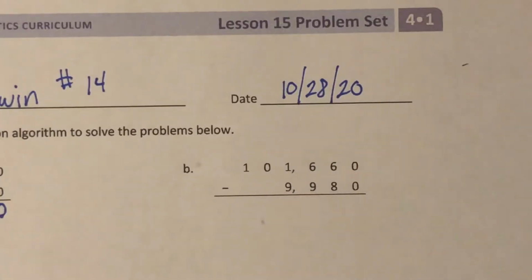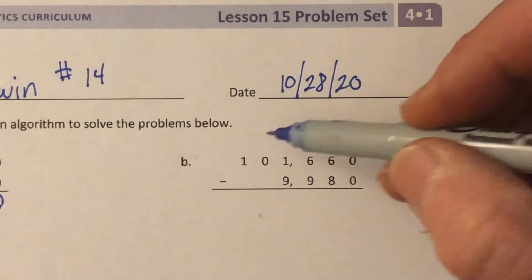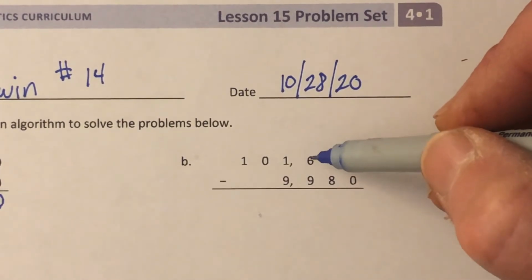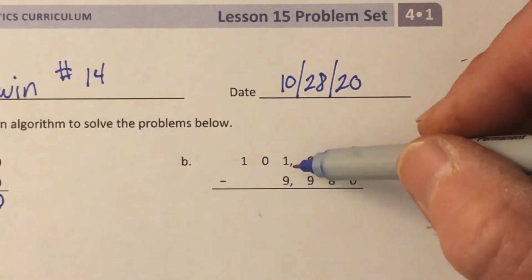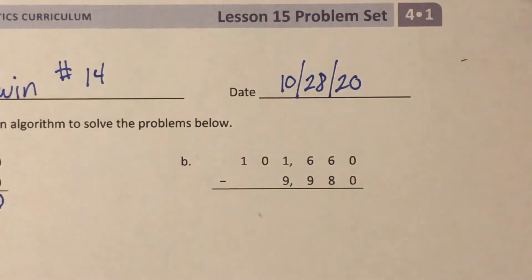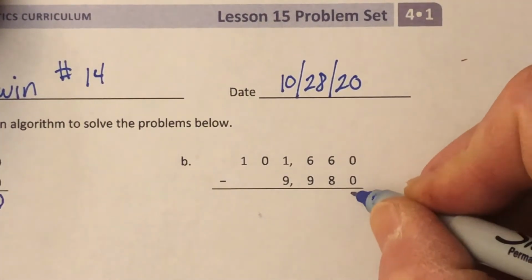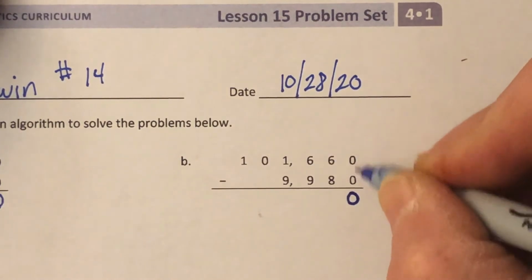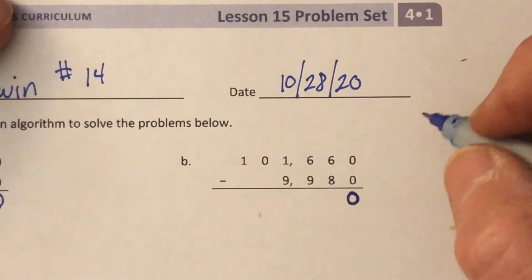Okay, here's B. Take a deep breath and attack it. Okay. So I have 101,660. That's the same number I had over here. And this time it's subtraction of 9,980. It's a different number. So 0 minus 0, 0. Start my ones place over to the tens place. 6 minus 8. Can't do it.